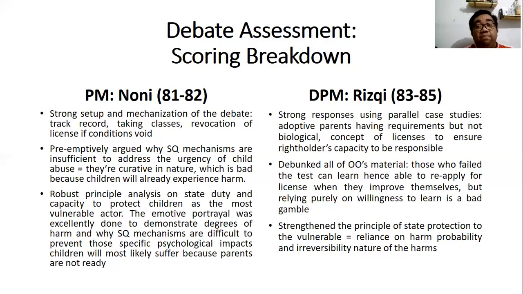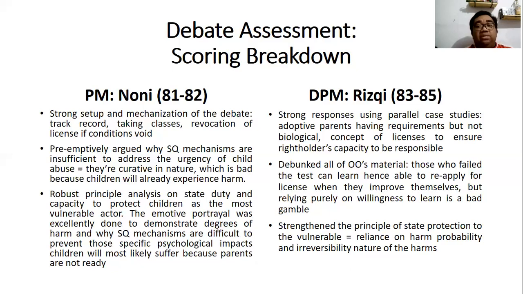Firstly, we felt that the Deputy Prime Minister had really, really strong responses, even in the first minute of his speech, by using parallel case studies to debunk a lot of the opening opposition's material. Firstly, on adoptive parents having requirements to be able to have children, but not biological. And this was a very strategic case study to debunk the argument on right of parents to have children. Second is also the concept of licenses that exist in status quo to ensure the right holder's capacity to be responsible. These were very, very strong responses to tackle down a lot of the arguments that came from the opening opposition.